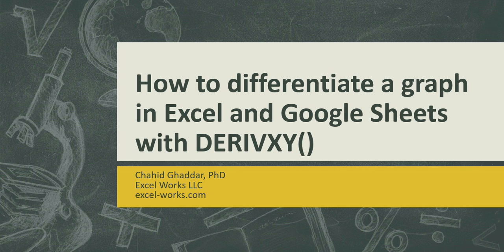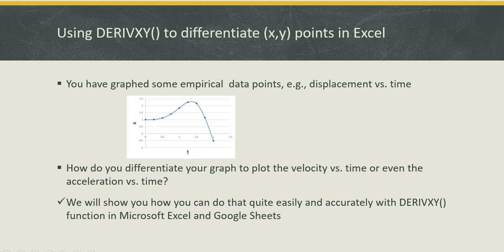The title of this presentation is how to differentiate a graph of XY points in Excel and Google Sheets with the function DERIVXY. Typically, you have collected some empirical data points, for example, displacement versus time, and you've graphed them. Now you want to differentiate this graph to obtain your velocity or even your acceleration, which is the second derivative. In this presentation, we will show you how you can do that quite easily with the DERIVXY function in both Microsoft Excel and Google Sheets.